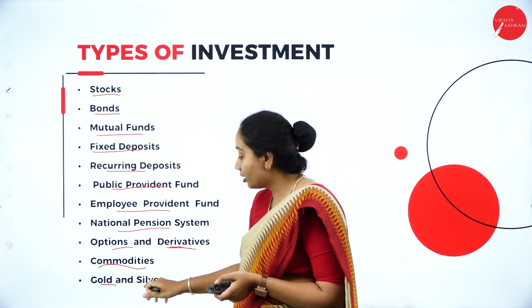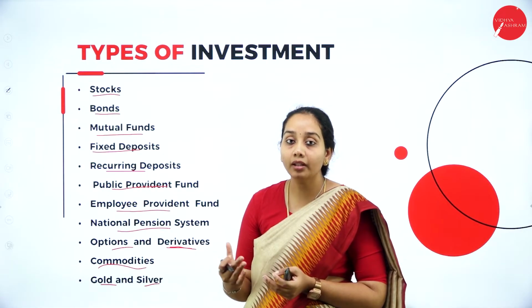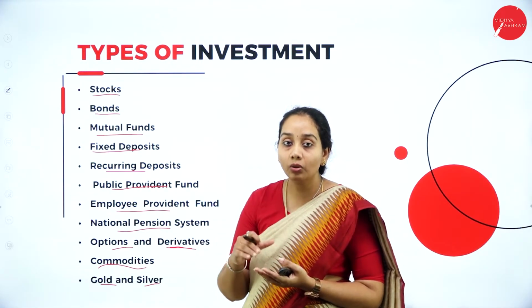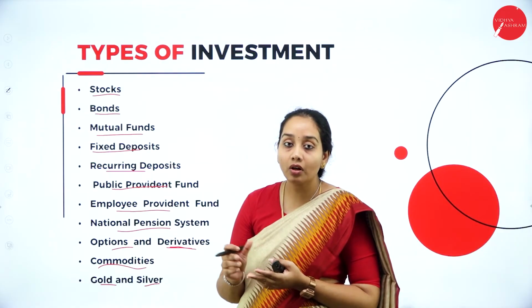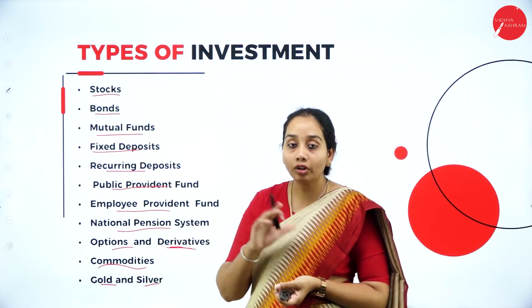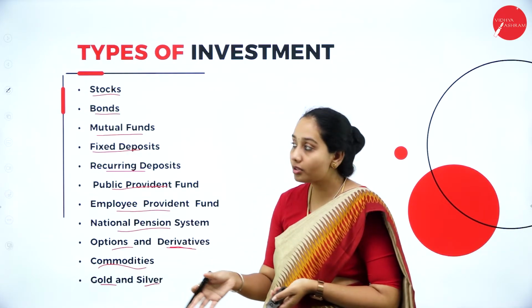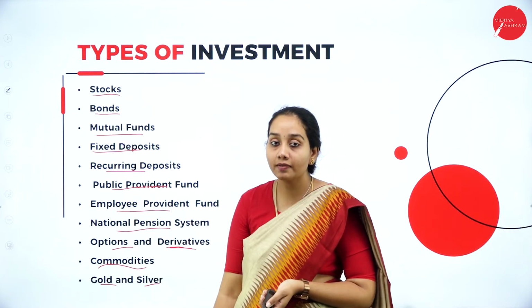Next is gold and silver. You know about this. Gold and silver are precious metals. You can buy gold bars, or you can invest in gold coins or silver coins, or you can buy gold bonds and silver bonds from the government or through banks that have introduced them in their scheme policies. So these are the different types of investments we have got.